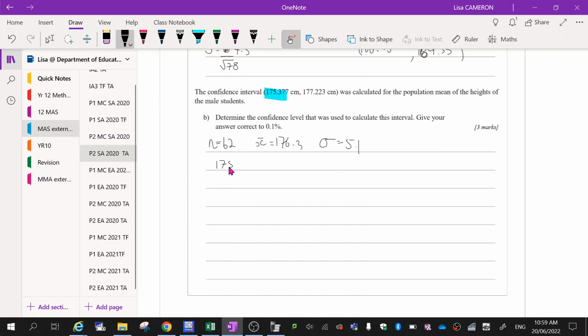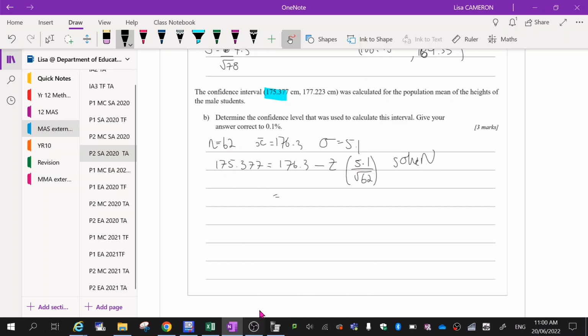So 175.377 is equal to, now it's normally equal to our mean. You're looking at the formula booklet. Our mean, 176.3, minus z, because that's the thing we're trying to find, over 5.1 all over the square root of 62. Okay, so now from this point, solve n.